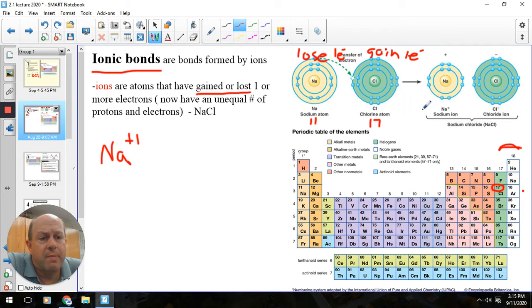The happiness is shown in the strength of the bond. Something like sodium chloride, which is table salt, has a really high melting point and a really high boiling point. So that's a really strong type of glue. So that's ionic bonding, the gaining and losing of electrons.